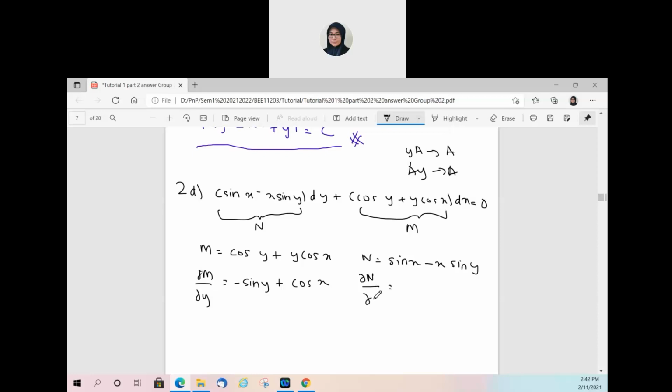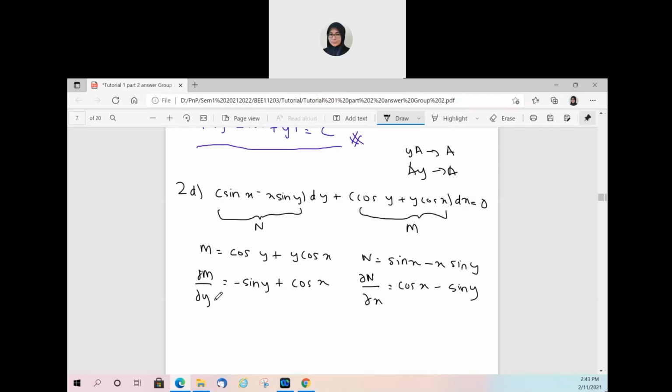Del n over del x. Sin x, you differentiate sin x, you dapat cos x. Minus, you differentiate x sin y terhadap dx. So what did you get? Sin y. Okay.